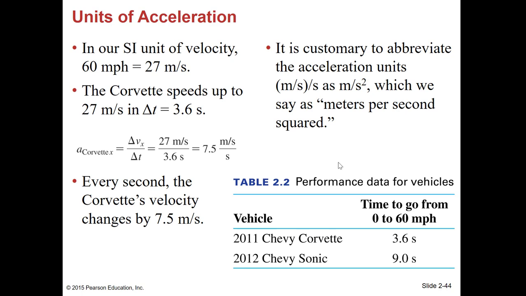So in our SI unit of velocity, just as a little reference, 60 miles per hour is about 27 meters per second. So the Corvette speeds up 27 meters per second in 3.6 seconds. It has a really big acceleration. So from 0 to 60, it only takes 3.6 seconds, whereas a Chevy Sonic will take 9 seconds. They can both get up to 60 miles per hour, but the Corvette does it a lot faster than the Chevy Sonic. So we can say it has a greater acceleration.